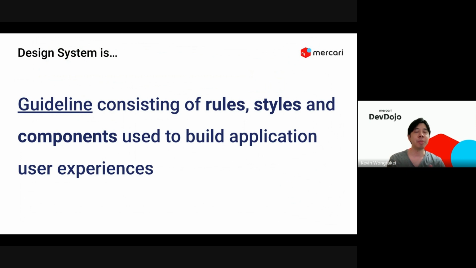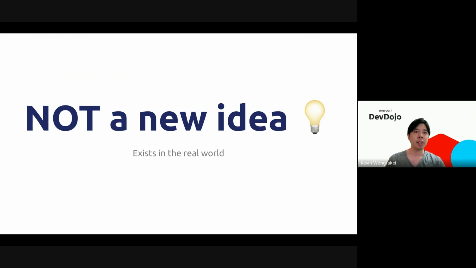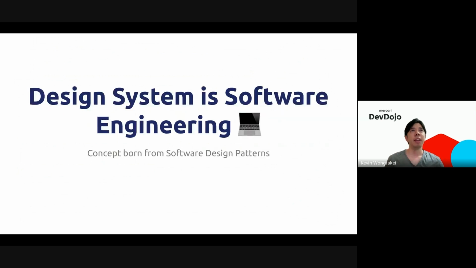So just to summarize it in my own words, the design system is basically just a guideline that consists of things such as rules, styles, and components, which help us build applications and user experiences. Another point is that the design system itself is not really a new idea. Of course, we use design systems in Mercari, but in the real world, this concept already exists, and it has been used for a long time.